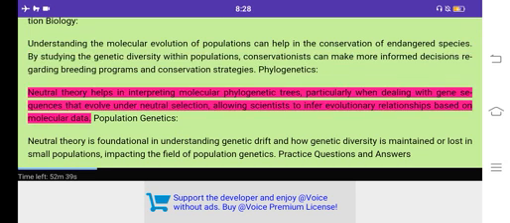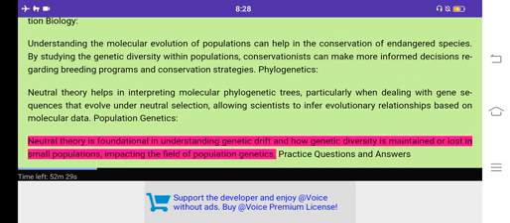Phylogenetics. Neutral theory helps in interpreting molecular phylogenetic trees, particularly when dealing with gene sequences that evolve under neutral selection, allowing scientists to infer evolutionary relationships based on molecular data. Population genetics. Neutral theory is foundational in understanding genetic drift and how genetic diversity is maintained or lost in small populations, impacting the field of population genetics.